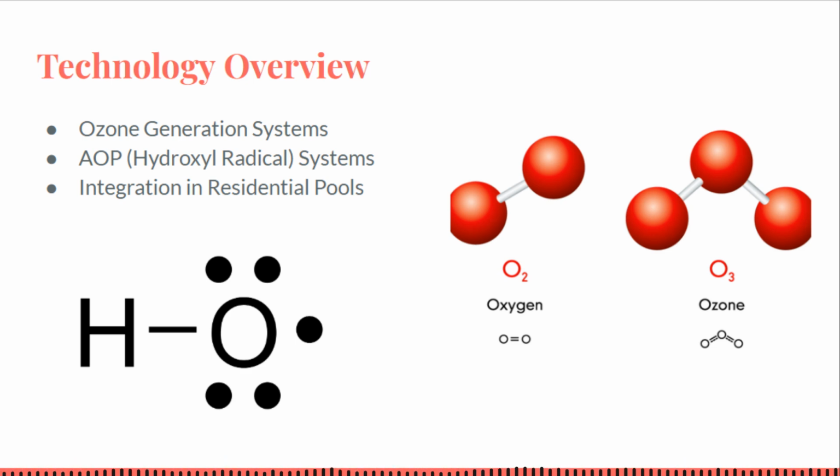Ozone generation systems. Ozone, O3, is produced either by passing air over a UV light or via corona discharge, a small lightning arc in a chamber. The generated ozone gas is injected into the pool circulation line using a venturi injector or similar device. Once dissolved in water, ozone is highly unstable and reacts with contaminants, breaking back down into oxygen.